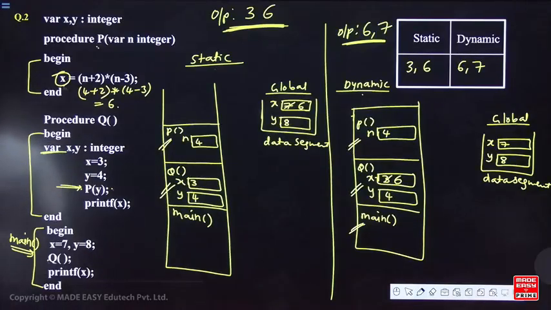Is this clear for everyone? If anybody wants to copy, you can copy. Is this cleared?